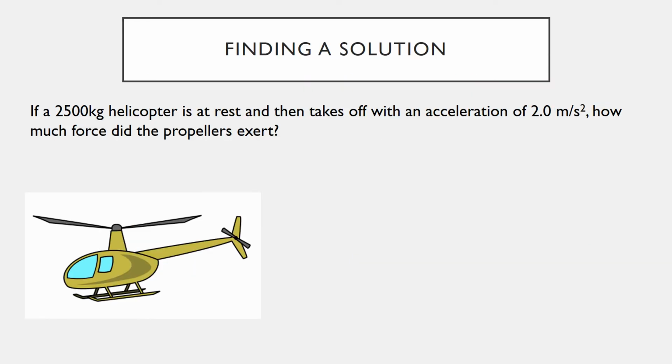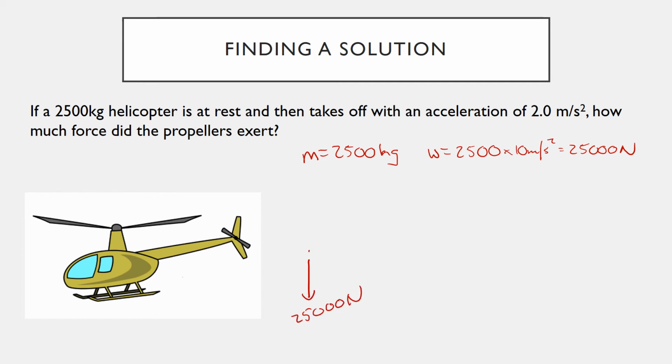So, for example, in this problem, we have a 2,500 kilogram helicopter at rest. It takes off with an acceleration of 2 meters per second squared. How much force do the propellers exert? Since our mass is 2,500 kilograms, we know our weight is 2,500 times 10 meters per second squared, or 25,000 newtons. So our force going down is 25,000 newtons, which means just to make sure the helicopter doesn't fall, we also have to exert 25,000 newtons upwards.